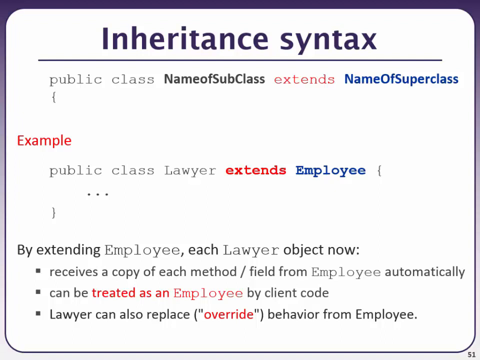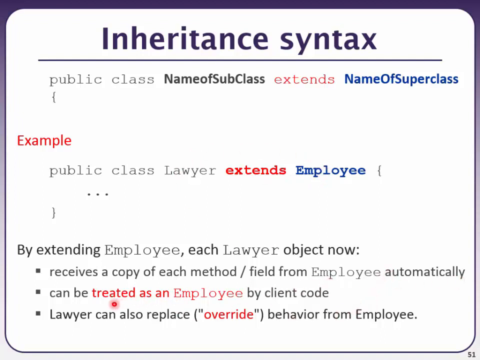Now, the term extend really captures that notion of: we are writing a new class and it's a specialized version of the more generic parent class, okay? By extending Employee, the Lawyer object can now receive a copy of every method and every field from the Employee class, okay? So everything an Employee object can do, a Lawyer object can do. So everything the superclass can do, the subclass can do. Actually, everything an object of the superclass can do, an object of the subclass can do as well. So everything is inherited, the methods, the fields, etc.